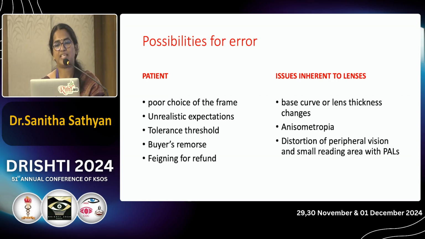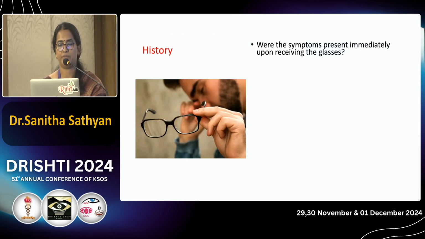And what are the issues inherent to lenses? So base curve or lens thickness changes sometimes pose a problem, anisometropia, and when you use progressive addition lenses, there could be a distortion of peripheral vision and a small reading area. That is a problem which is inherent to the lens, but it will cause a problem for the patient also.